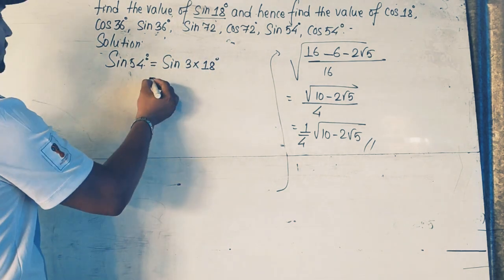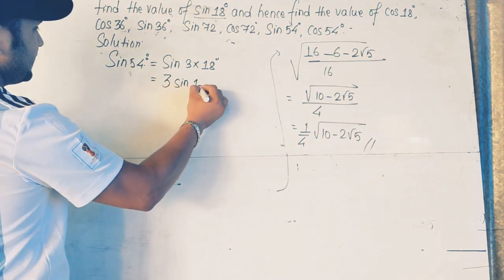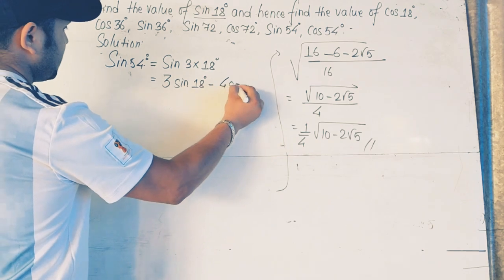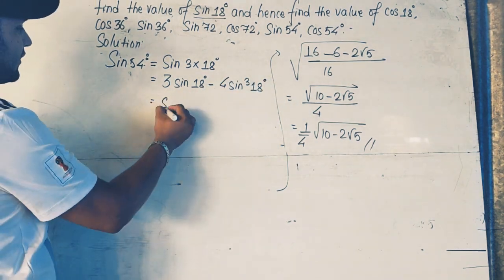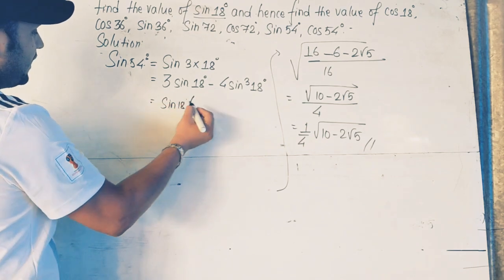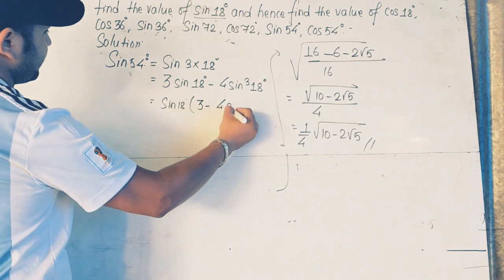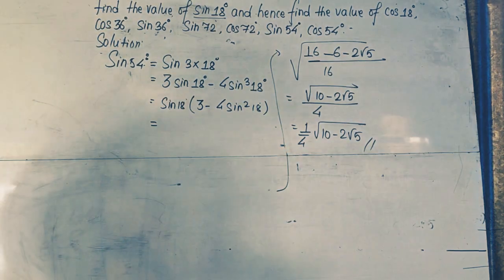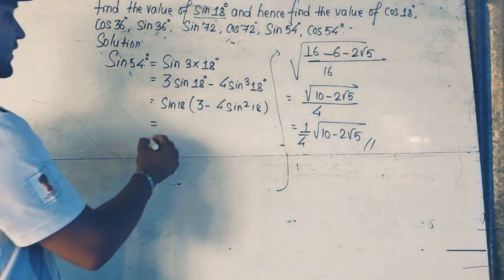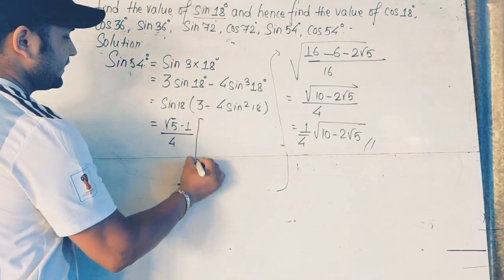So now you can use the formula of sine 3 theta. The formula of sine 3 theta is 3 sine theta minus 4 sine cube theta. Now you can take sine 18 degree common. After taking sine 18 degree common, you will have here 3 minus 4 sine square 18 degree left. Now previously we had obtained the value of sine 18 degree. The value of sine 18 degree was root 5 minus 1 by 4.